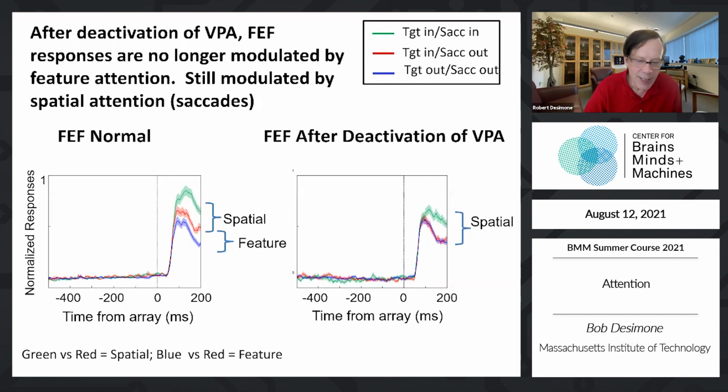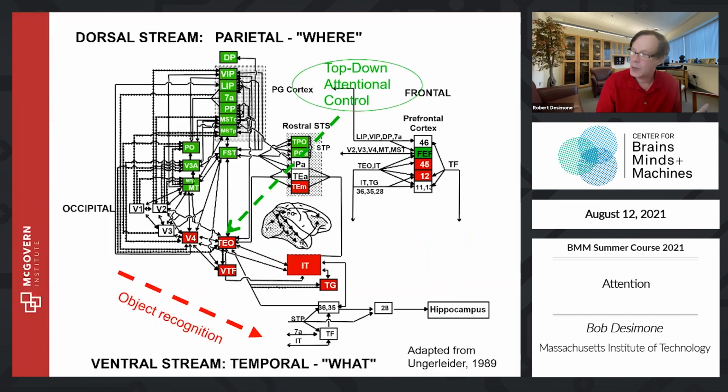So it suggests that VPA is the source of the critical feature information that enhances the responses of cells in the frontal eye fields, and we believe leads to the eye movement. So it would take an interaction between these two structures to both find the object and then move your eyes to it. That's how we think it works across FEF and VPA.